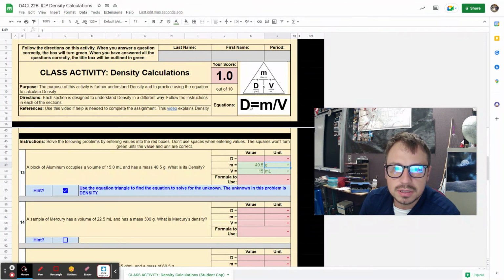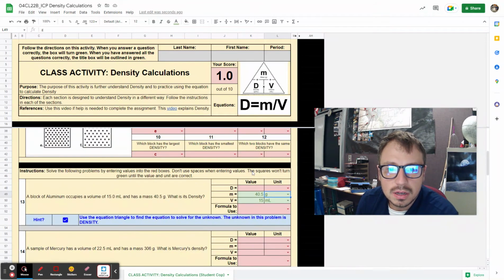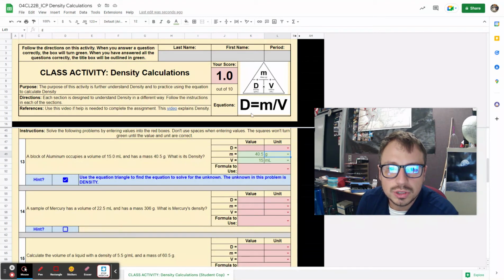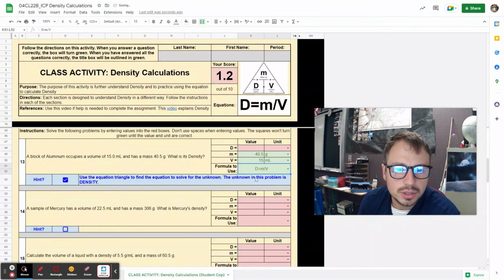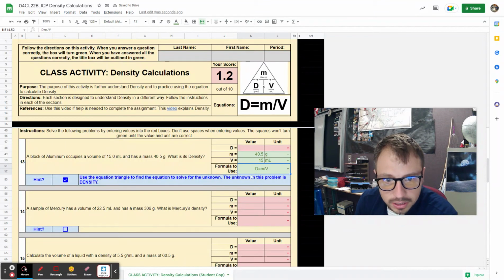So if I come up here, this is the equation for density that I'm going to use. But you can use the triangle by covering up what you don't know. So if I come up here and I cover density, well, density is going to equal mass divided by volume. So I'm going to come in here, and that's the equation that I'm going to use. So now I can use that.